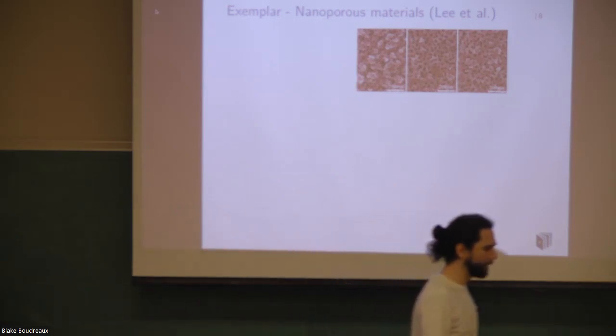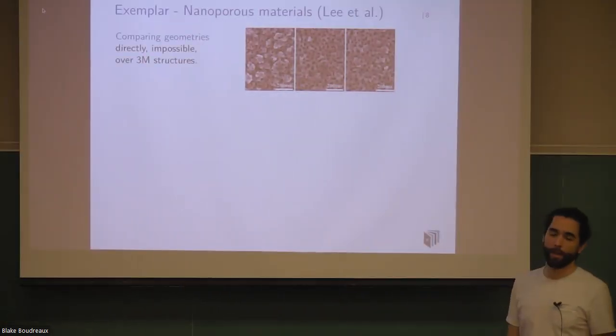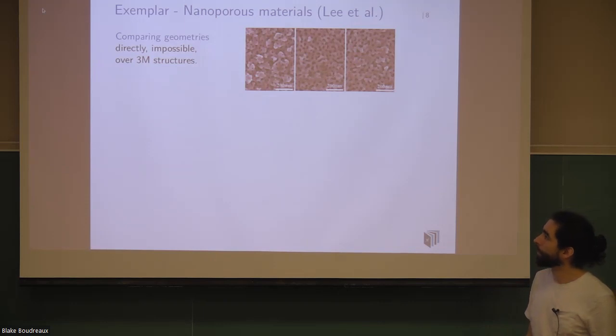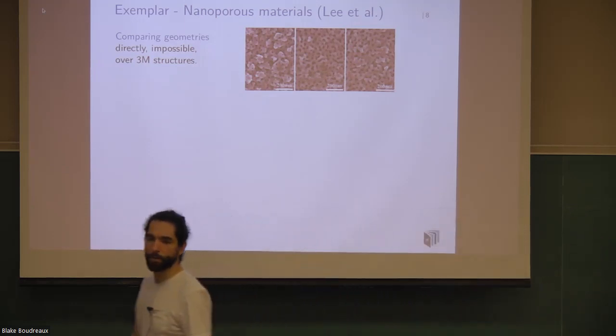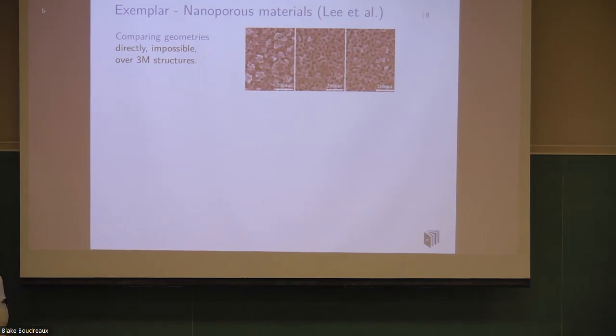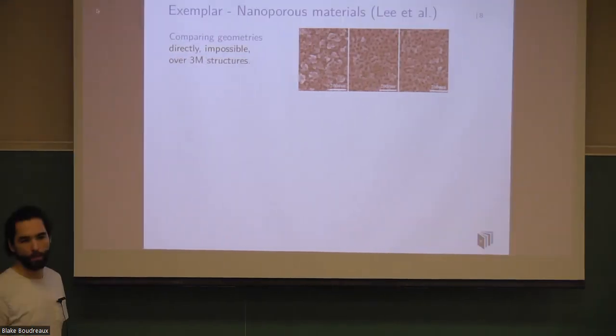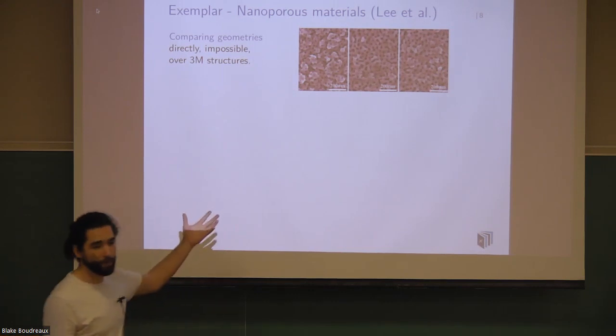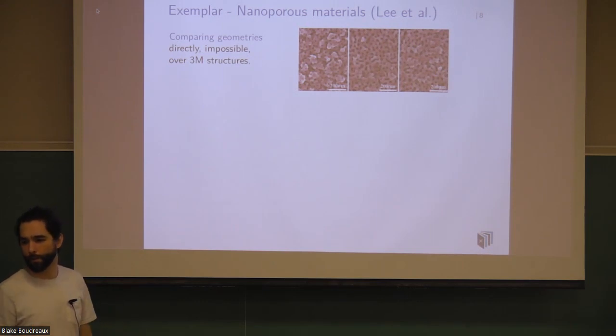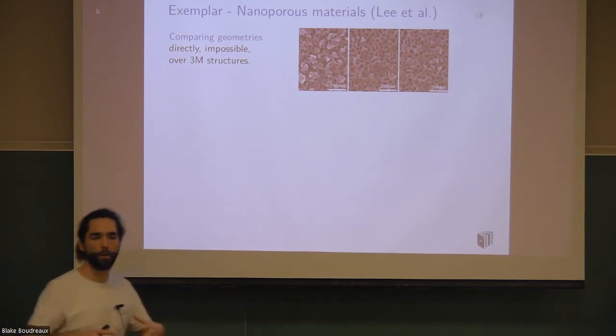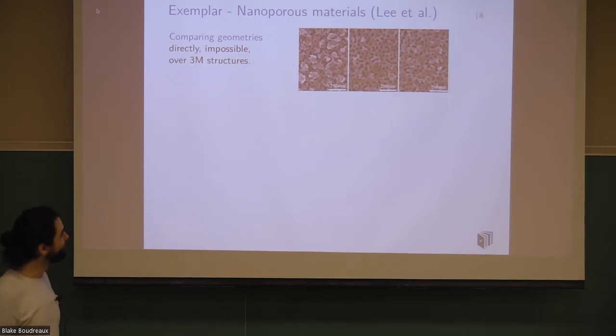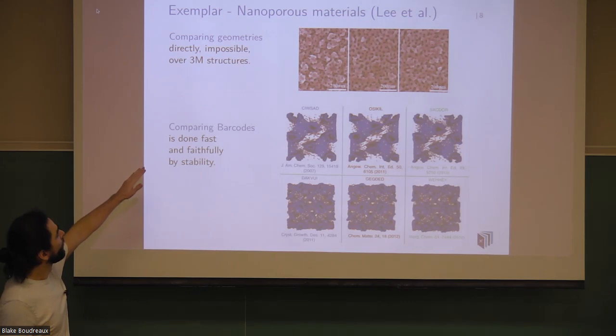of these pores. The issue is that there's a bunch of chemical compounds that are being listed as having these nanopores. And in fact, there are about 3 million structures. So if we want to compare the geometries of these structures, it's impossible to do by hand. And so we need to have some ways of approximating the geometries of these materials and then compare those approximations. And barcodes provide us with a discrete model, an approximation to the geometry.